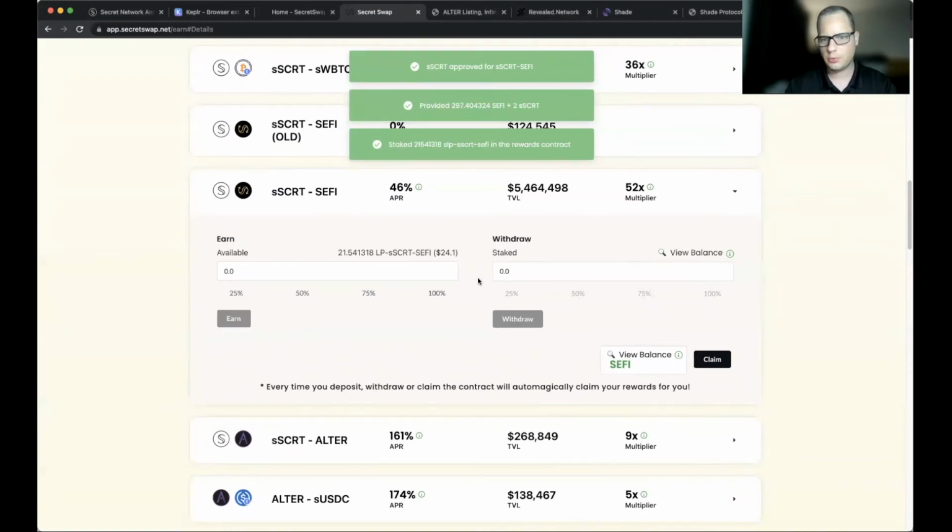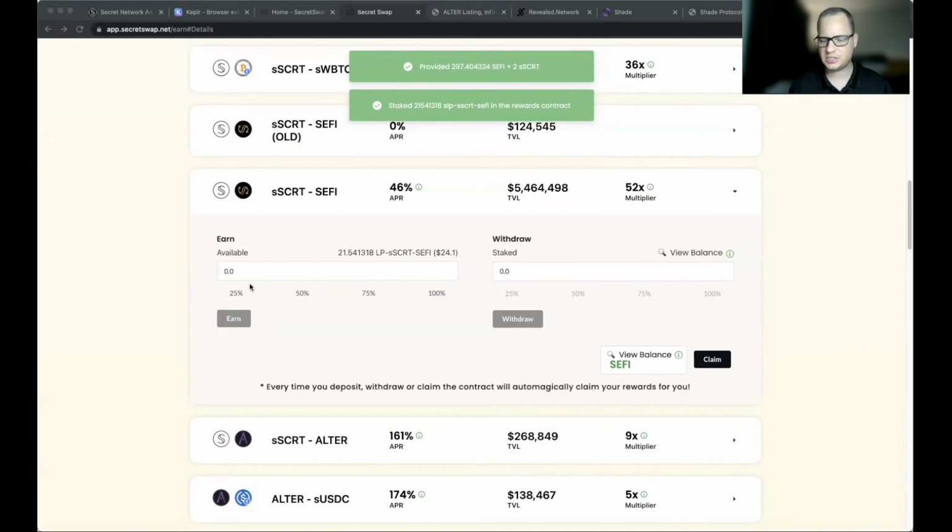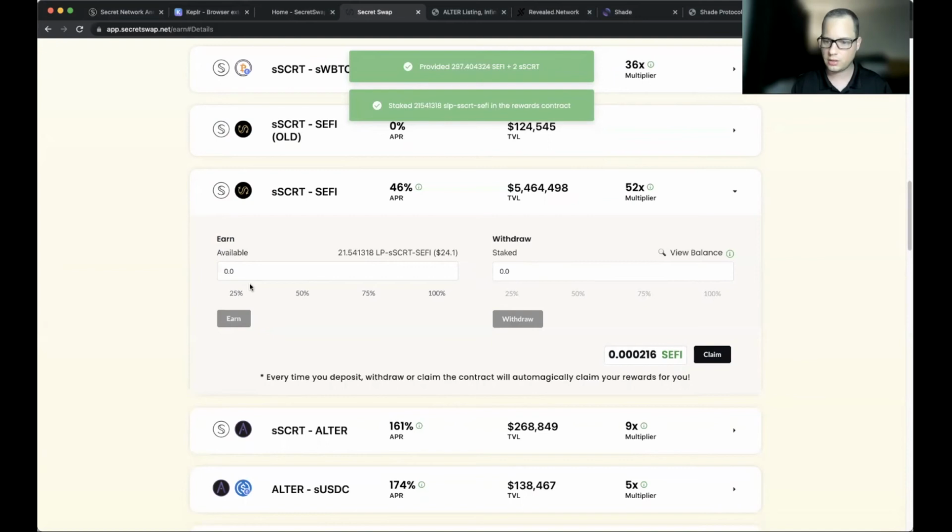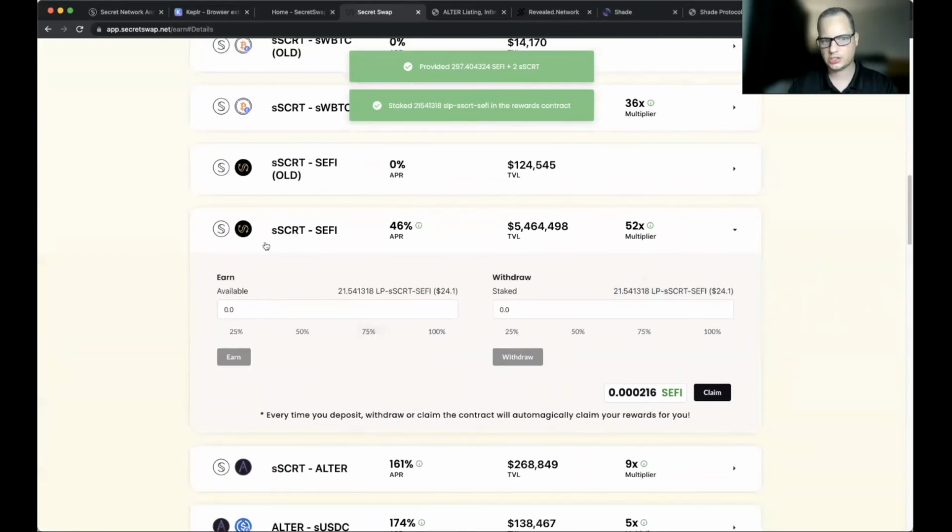So now this went through, but we cannot see our balance. So we have to click on view balance, and we have to sign this transaction now. And this is like 7 cents, 15 cents, as opposed to on Ethereum, where every one of these transactions would cost us about $40 on average. Okay, so now we can see our balance. We provided about $24 in liquidity to the CeFi Secret pool. We're getting 46% APR, and we're getting exposure to both Secret and CeFi. Secret is the same token as Secret, it's just the wrapped version, okay?